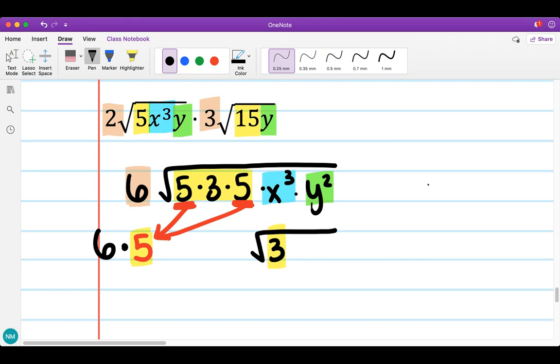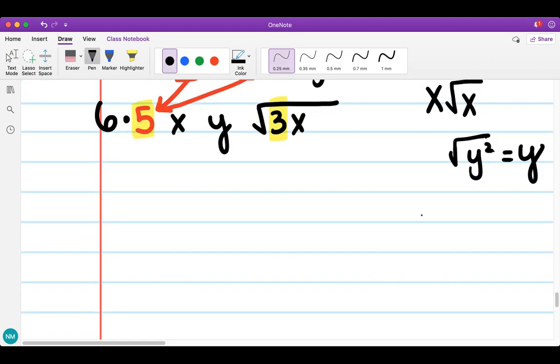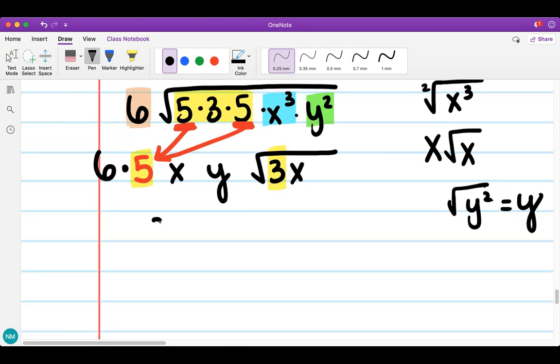Now, what about x cubed? We spoke about the square root of x cubed in the last video. It's how many times does 2 go into 3? It goes into 3 once, and how many are left over is 1. So it's x root x. So I'm going to put that x that comes out here, and there's 1 x left over inside. And then what about the square root of y squared? It's simple because they just cancel each other out, and it's just y. So my final answer is going to be 6 times 5, which is 30, x, y, the square root of 3x.